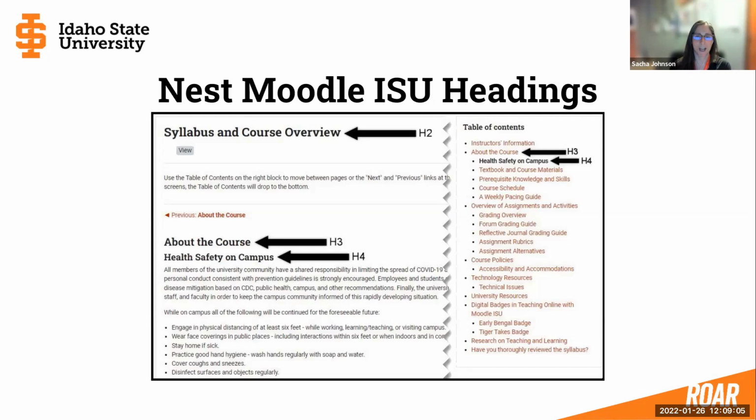So when you're creating a chapter in a Moodle ISU book, you're going to want to start with heading 4, which is the medium. But if you're creating a subchapter, you want to start with heading 5, which is the small heading, to have that hierarchy the way it should be.